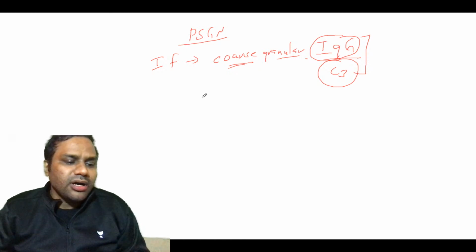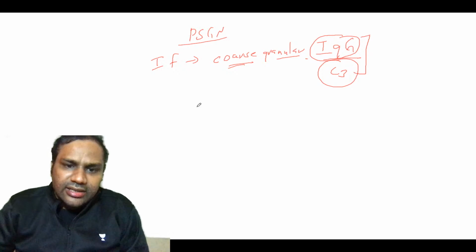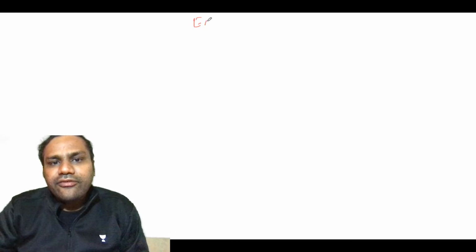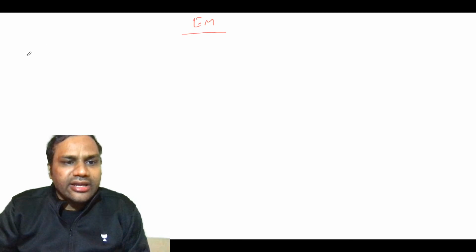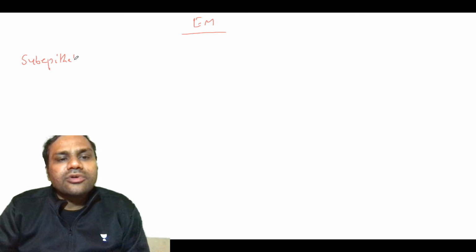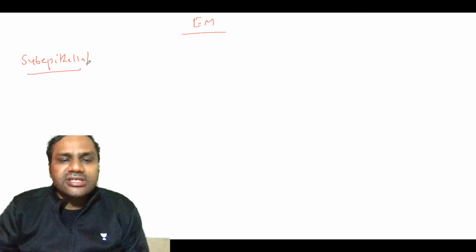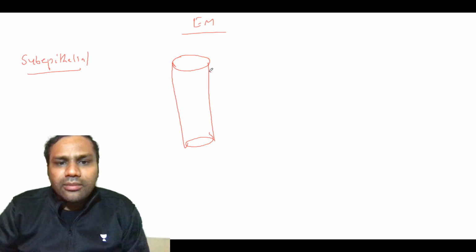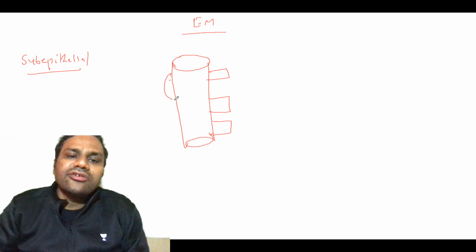Another important thing is EM. After IF you need to know the electron microscope findings. In electron microscope there will be subepithelial deposition. Suppose this is a basement membrane; on this external side you have podocytes, and on this side you have endothelial cells.